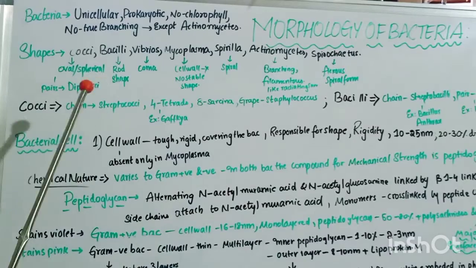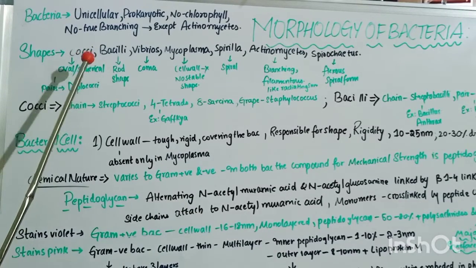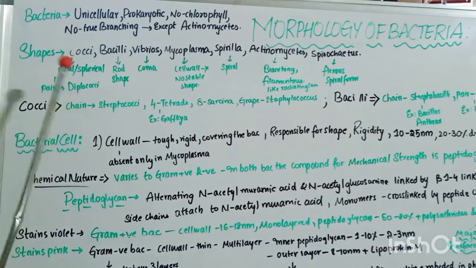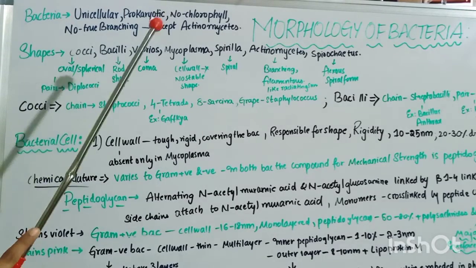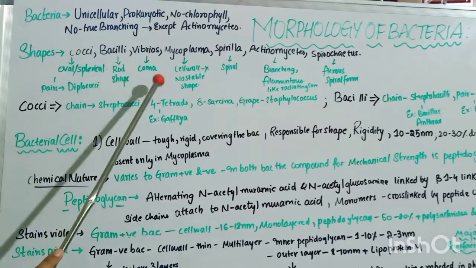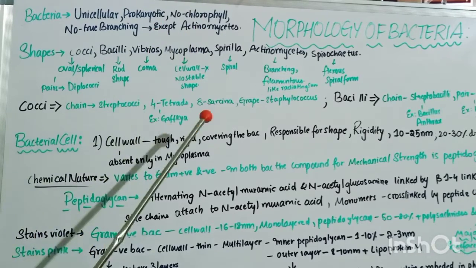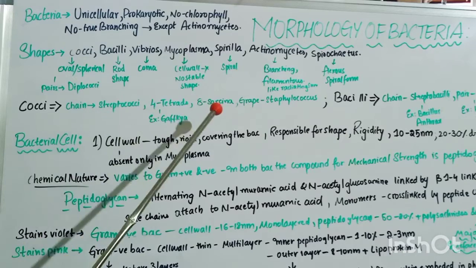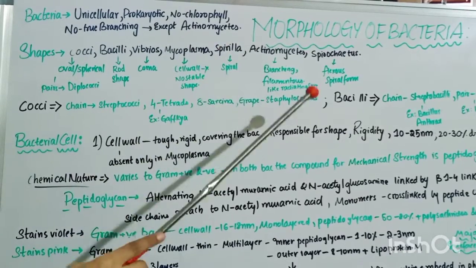So now let us see here again. Cocci. Cocci is an oval or spherical shape. It may also be present in pairs. Then if pair, diplococci. Next, bacilli, rod shape. Vibrios, comma. Mycoplasma doesn't contain any cell wall, and there is no stable shape to the mycoplasma. Next, spirilla is spiral shape.